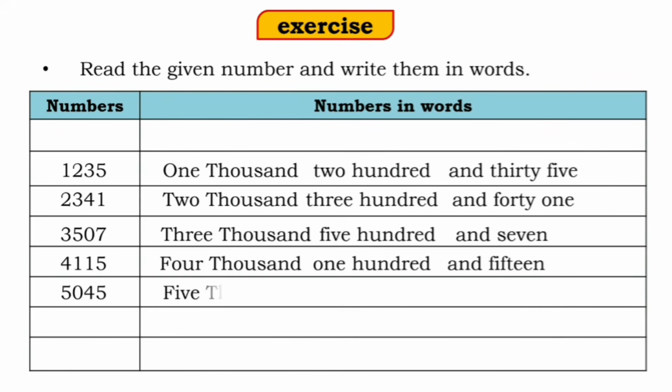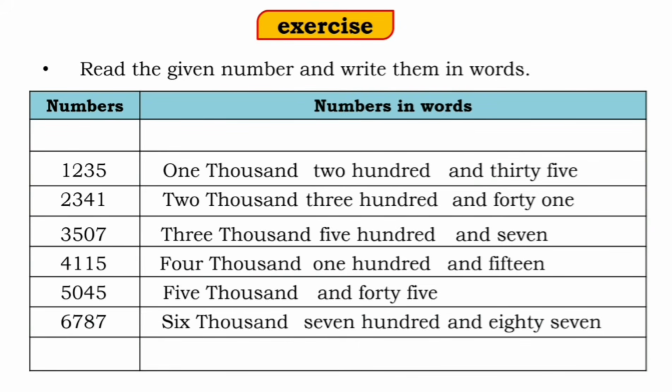5045. So we will write 5000. Here we have 0 hundreds. So we will not write hundreds here. So 5045. 6787. The next number is 7890.